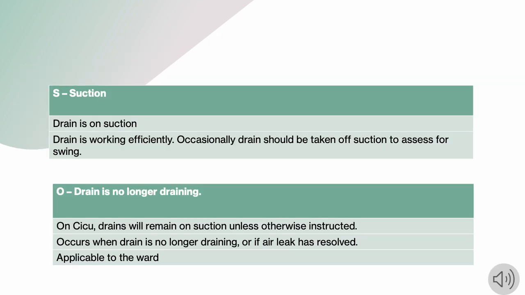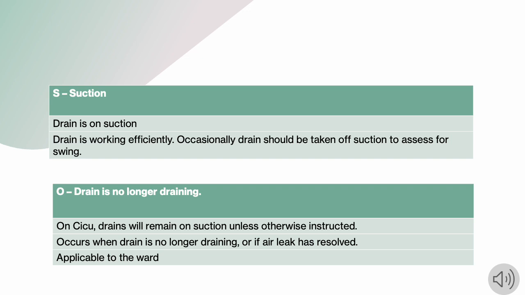At times on the chest drain chart, you will see the letter S documented. This indicates that the chest drain is on suction. During this time, it would have been identified that the drain is working efficiently and at times still draining when needed. Occasionally, a drain can be taken off suction to assess for swing.